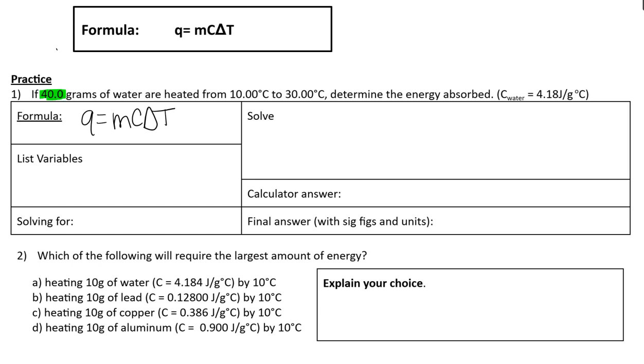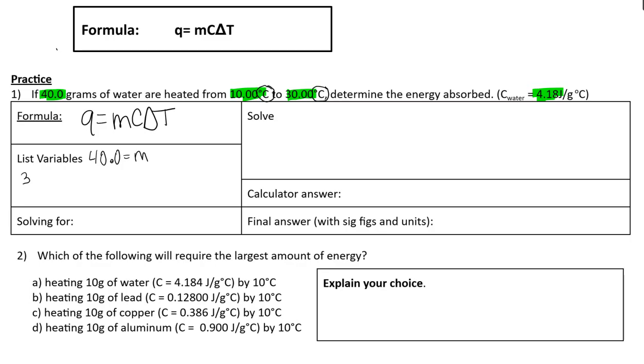Okay, I see a 40.0, 10.00, 30.00, and then I see this over here. So we have to list all of those numbers and figure out what's what. So I see this 40.0, and because it has the g on it, grams is the unit for mass. So this number is my M. Now over here, the next two numbers, both of them have degrees Celsius on it. So that must mean I have to subtract them.